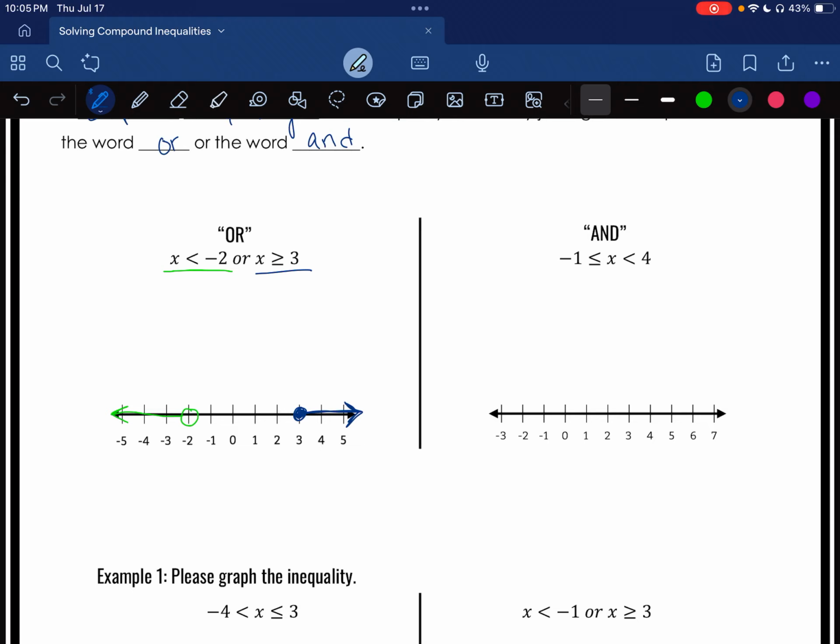So what we have going on here, we have these two branches of the inequality, these two rays pointing away from each other. And that's always what you're going to see here with an or inequality, right? Because it's like, well, it could be over there, but it also could be over there. So this is what's in our solution set, right? And it's made up of those two branches there.